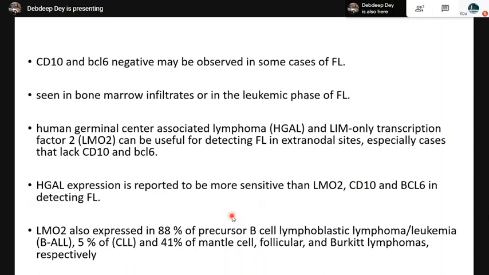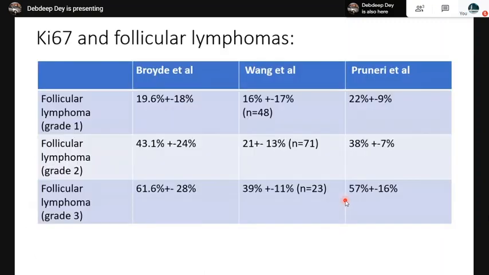cases which lack CD10 and BCL6. HGAL expression is reported to be more sensitive than LMO2, CD10, and BCL6 in detecting follicular lymphoma. And LMO2 is not specific. It can be expressed in 88% of BLLs, 5% of CLLs, and 41% of mantle, follicular, and Burkitt lymphoma.